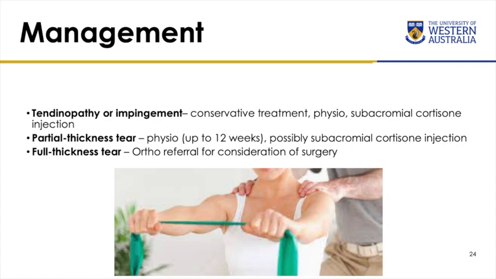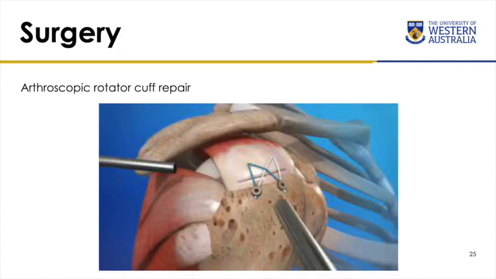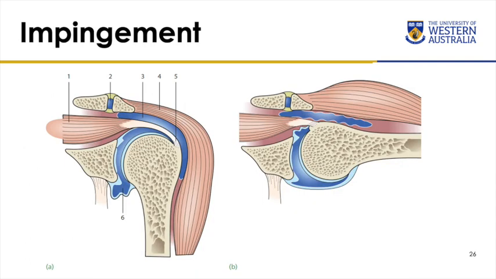In full thickness tears and some high-grade partial thickness tears, orthopaedic referral for consideration of rotator cuff repair is advised. Nowadays we tend to do rotator cuff repairs arthroscopically. Pictured here you'll see a typical configuration of a double row repair of the supraspinatus tendon. Shoulder impingement is another thing we see in the spectrum of rotator cuff disorders.